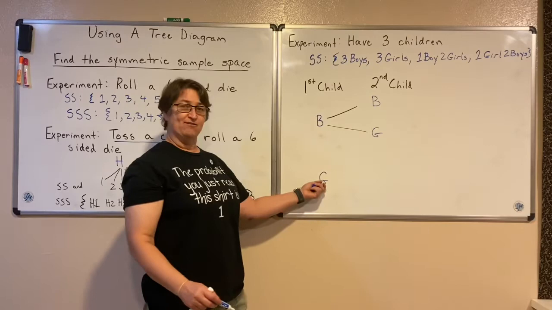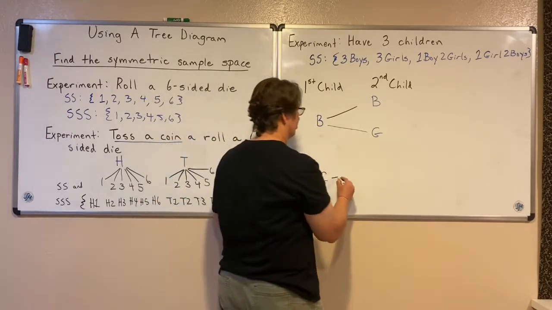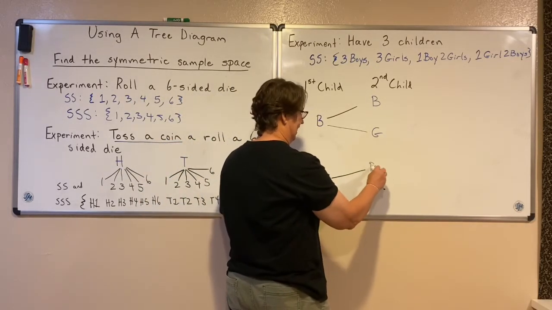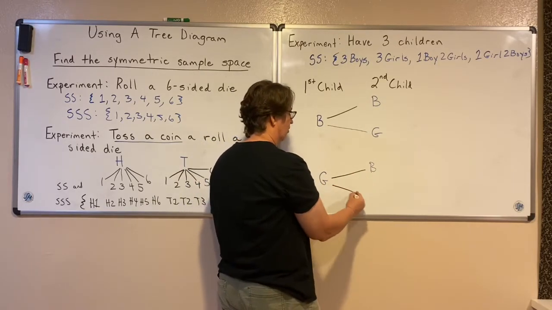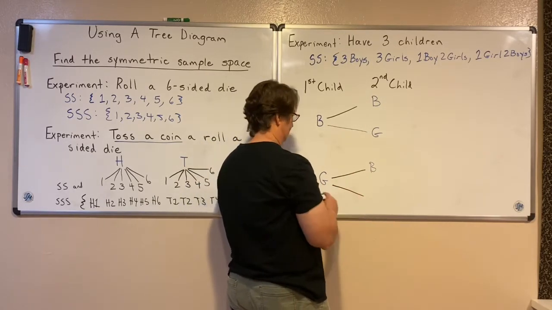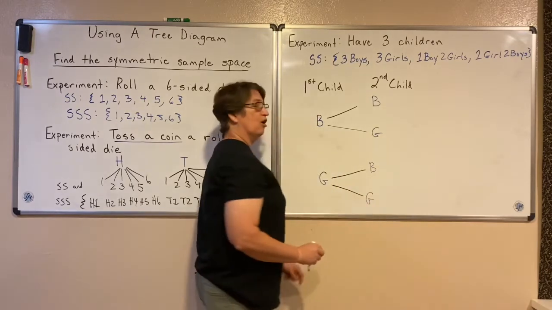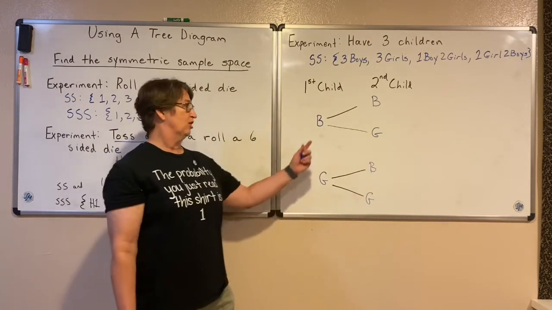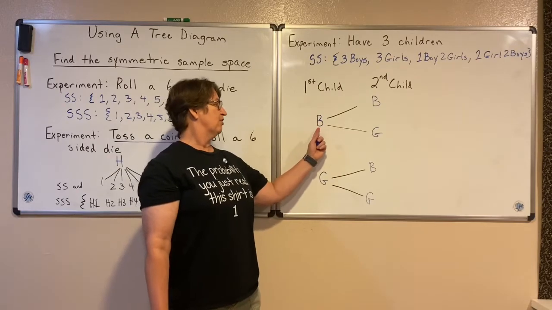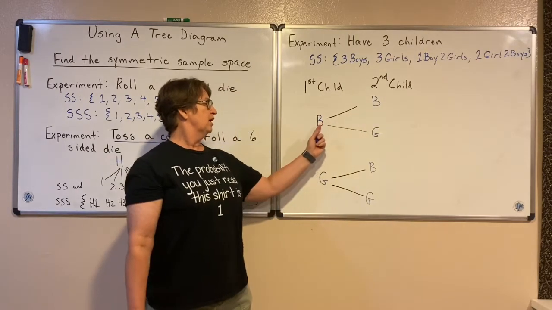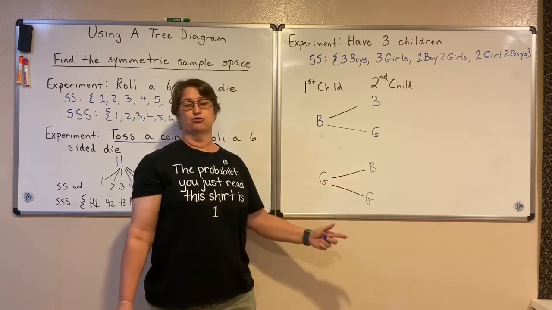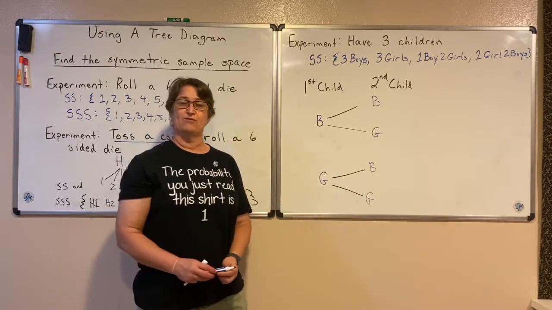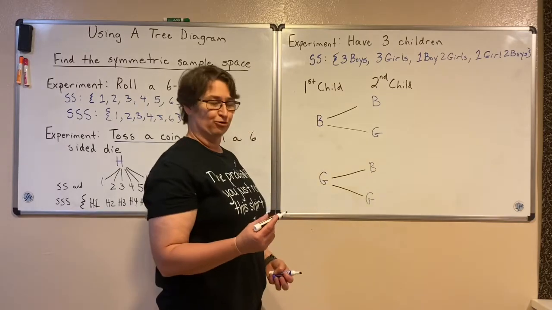Well, what about if I have a girl first? Well, if I have a girl first, then I could have a boy next, so that I had a girl and then a boy. Or I could have a girl and then a girl. So this is all the outcomes for if I have two children. I could have a boy and a boy, a boy and a girl, a girl and a boy, or a girl and a girl. Those are 4 different outcomes there for having 2 children.